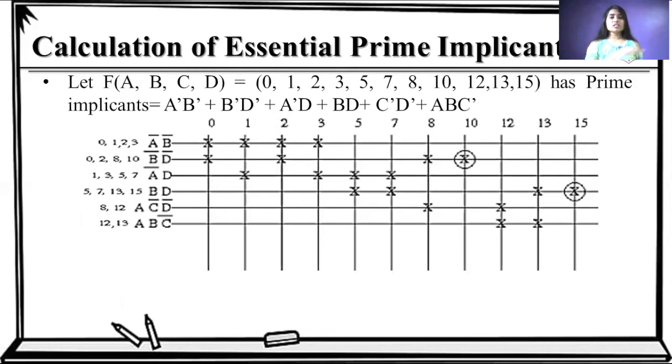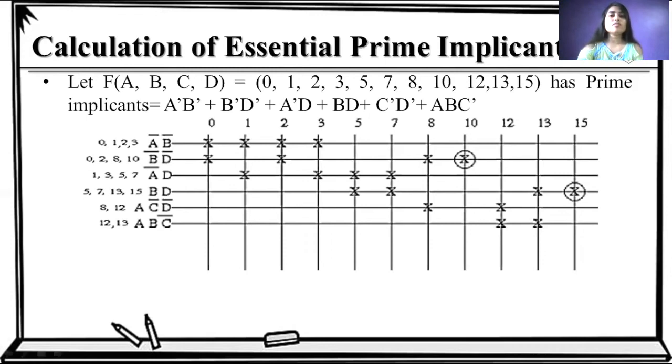Then, having written the rows and columns, mark a cross for the given function. Here A'B' is due to 0 1 2 3, so mark 0 1 2 3. Then for B'D', mark 0 2 8 10. Then mark 1 3 5 7, then 5 7 13 15, then 8 and 12, and then 12 and 13. After this marking of crosses, examine column wise.